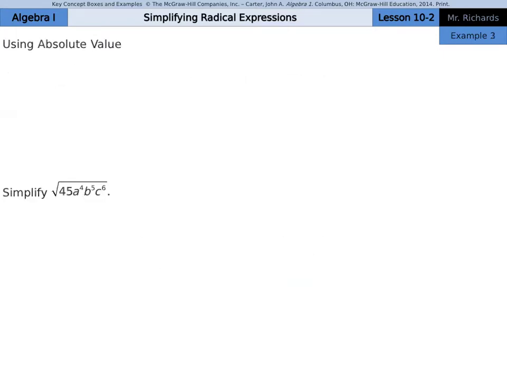Now, we can also use absolute value. What if we have an expression such as the square root of x squared? Does this equal x? It certainly seems to for whole numbers. Now, what if x was equal to negative 4? Well, we would put this in. The square root of negative 4 squared should equal negative 4.